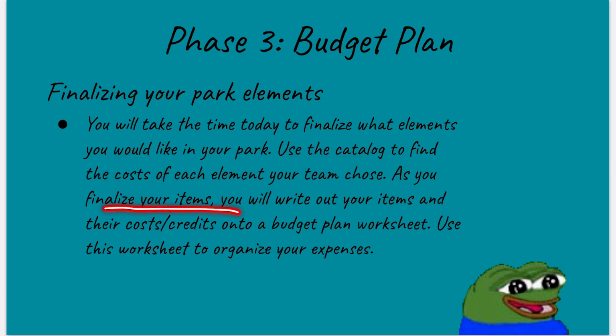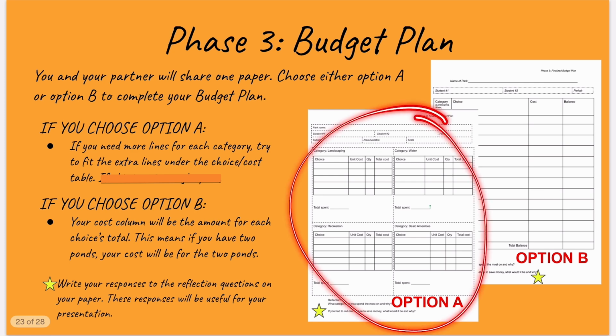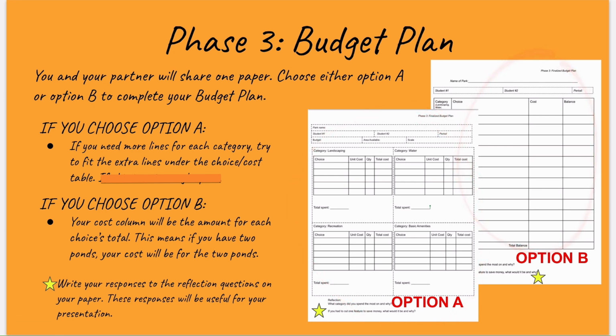And as you finalize your items, you will write out your items and their costs or credits onto a budget plan worksheet. You're going to use this worksheet to organize your expenses. So here's a copy of both your worksheets. You and your partner will share one paper. How many papers, everybody? 1.